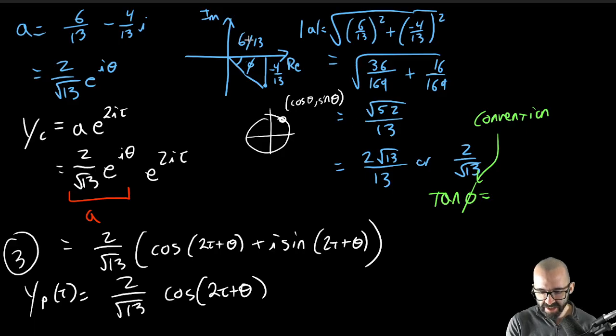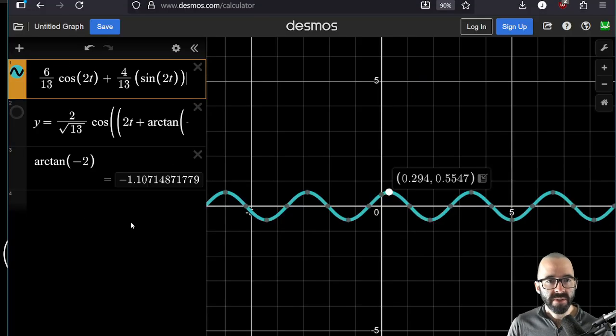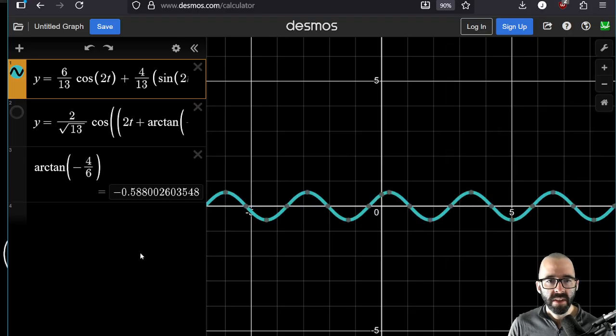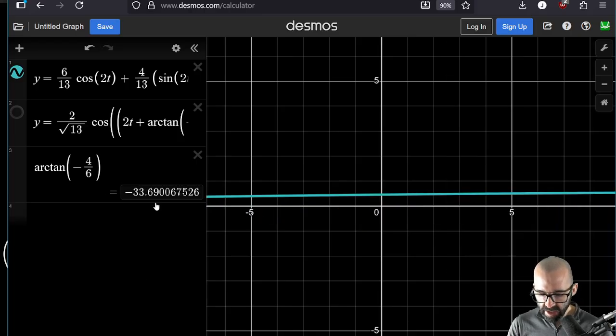Tangent of phi is opposite over adjacent, which is just negative 4 over 6. So phi is the arctangent of this, which is just negative 2/3. What's the arctangent of negative 2/3? I have no idea. It's about this many radians. About negative 33.69 degrees, or about negative 34 degrees.